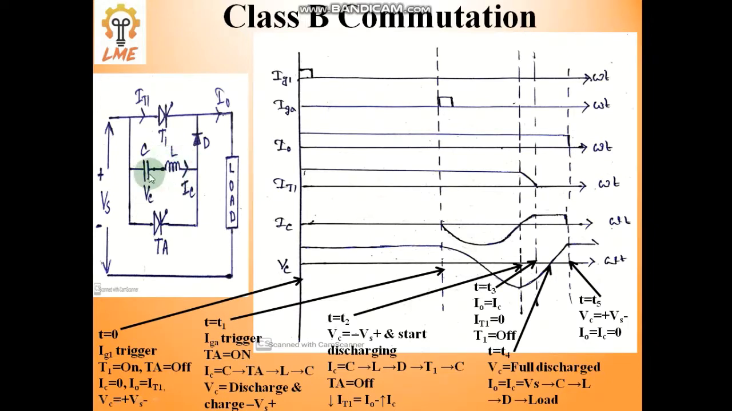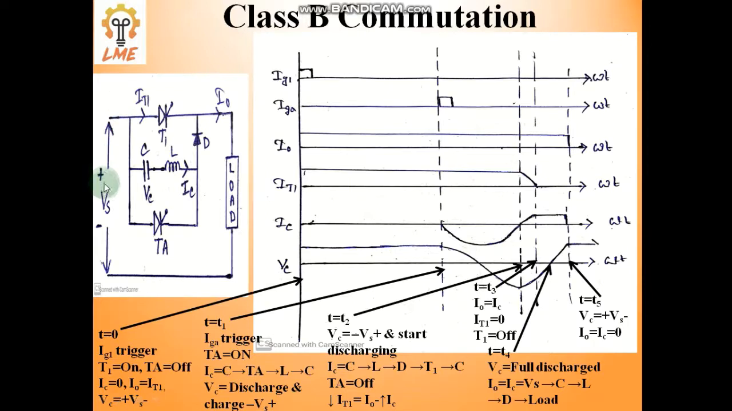When this is positive and this is negative, thyristor T is off, and current passes through the capacitor, C, L, D and T1, meaning an anti-clockwise current is passing through here. In this way IT1 goes to 0. When the thyristor current goes to 0, this thyristor will be off. Then the supply current passes through C, L, D and IO. In this way current will flow.